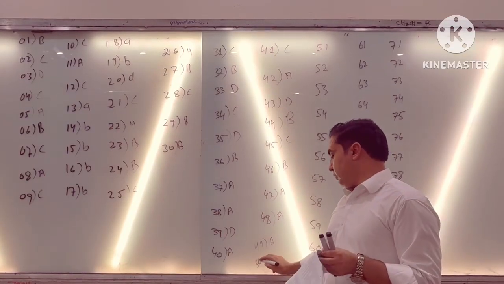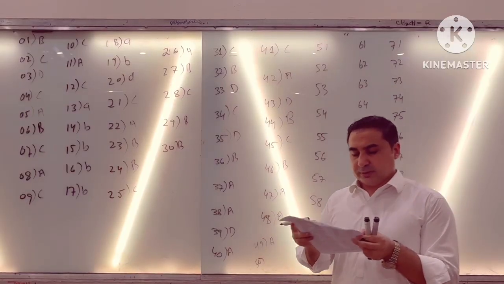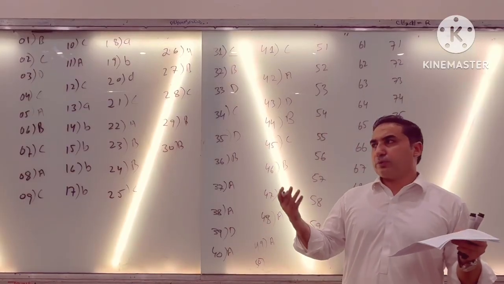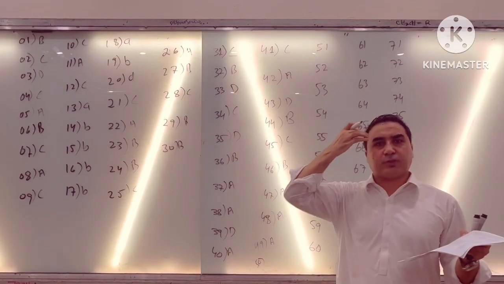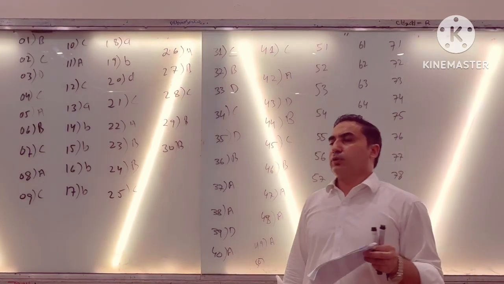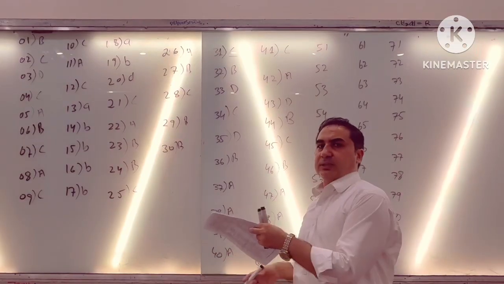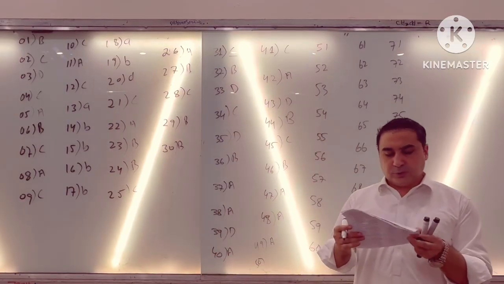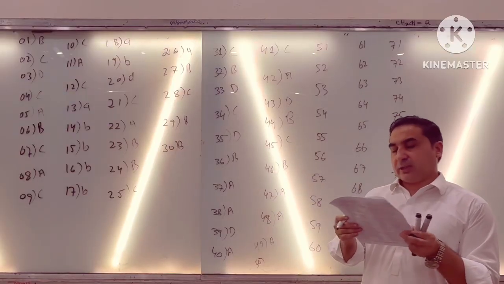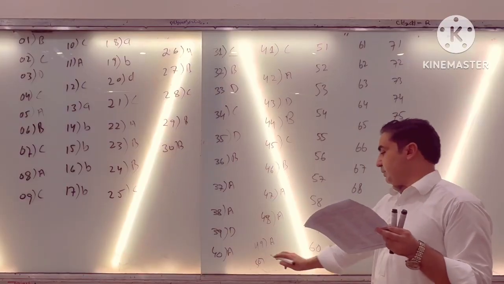MCQ number 50. What is the function of the T tubule in skeletal muscle? The T tubule is the transverse tubule, an infolding of the cell membrane. When the motor neuron message reaches the muscle fiber, the T tubule transmits the action potential or nerve impulse deep into the muscle fiber. The correct option is B.